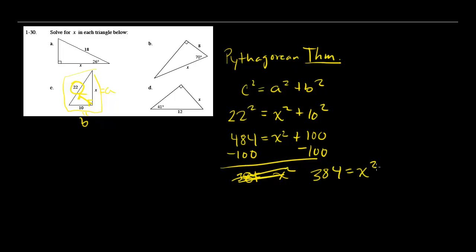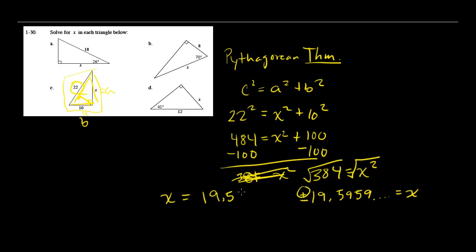384 is equal to x squared, so we square root both sides to get x alone. 19.5959 is equal to x. Because we square rooted we have to do plus or minus, but because we're looking at lengths of a triangle, we only look at the positive. So part C is x is approximately 19.596.